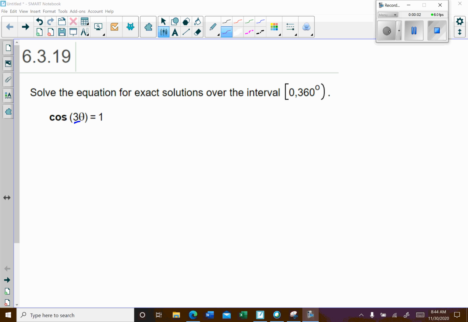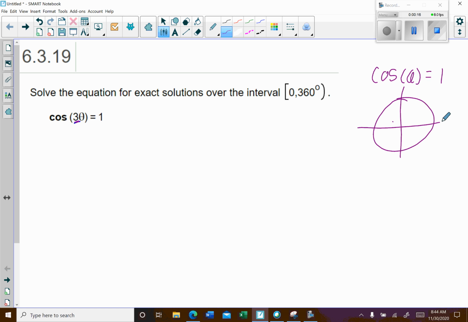Okay, so looking at this question, we've had lots of questions like this in the past, but not with the 3 in front. So the 3 is what kind of shakes things up. But let's review for a minute. Let's say that the 3 wasn't there. Where does cosine equal 1? That would be right here at 0 degrees, right? At 0 degrees, cosine is equal to 1. But we have that 3 there, so that does change things quite a bit.